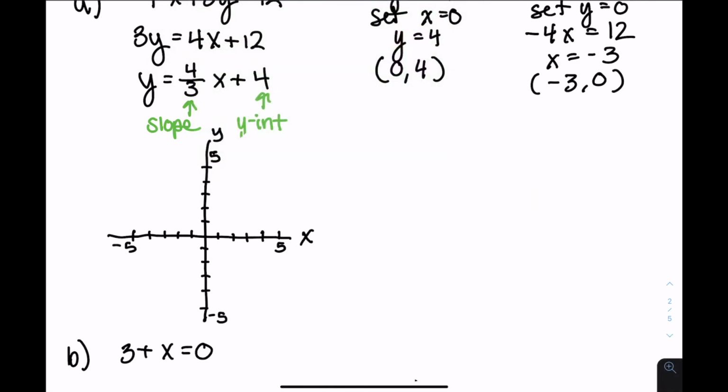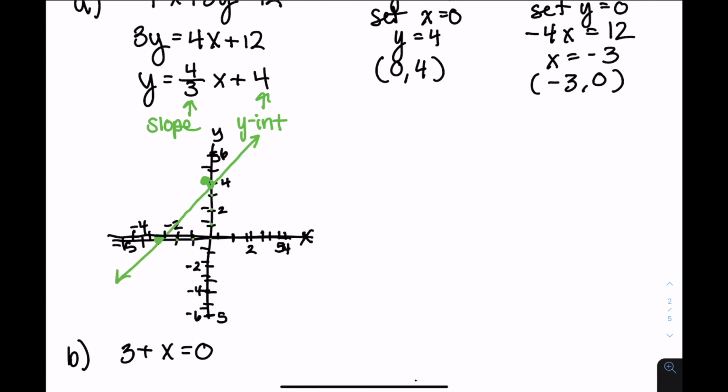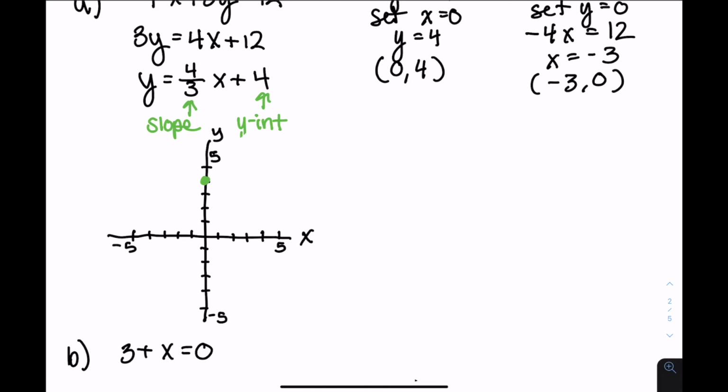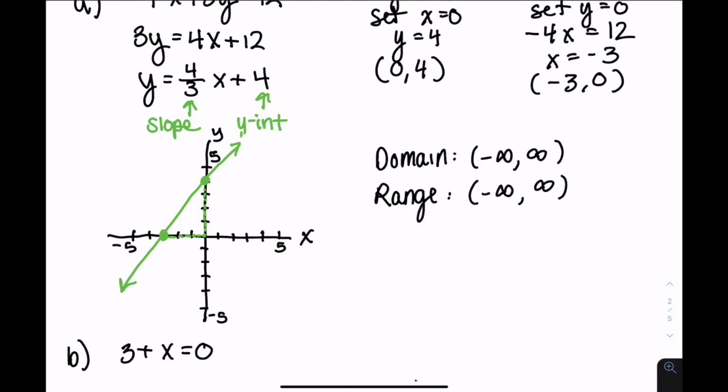So we could plot that y-intercept, which is (0, 4). So right here, your slope is 4/3. So you could go up 4, right 3. You could also go down 4, left 3. And here's the other intercept. And then you go ahead and connect the dots. So here's the graph of our line. Our domain is all real numbers. Our range, same thing. You can have any real value because the y's go on forever because of those arrows.